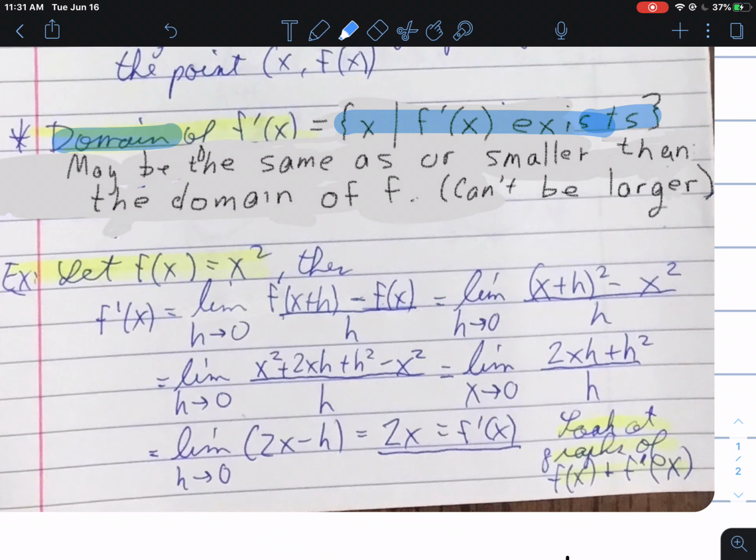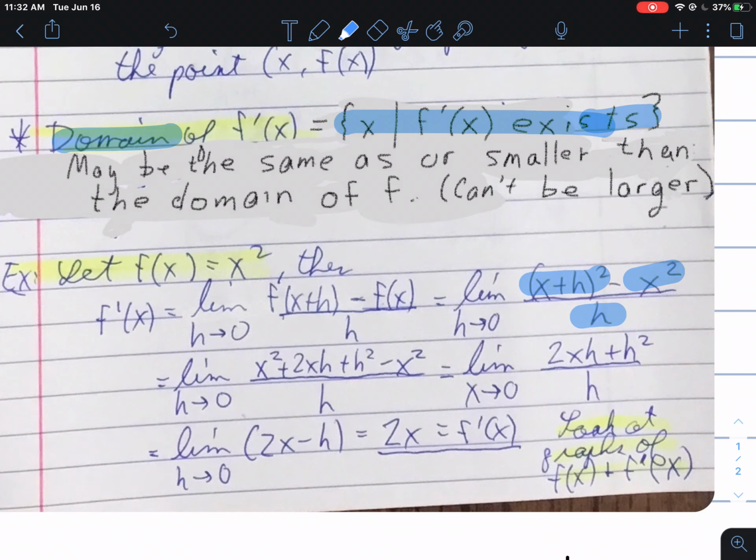f of x equals x squared. Then the derivative, f prime of x, that's our limit as h approaches 0 of f of x plus h minus f of x, all over h. So what is f of x plus h? Plug x plus h into our function. So I get x plus h squared minus f of x, which is x squared, all over h. And then we play the game from there.